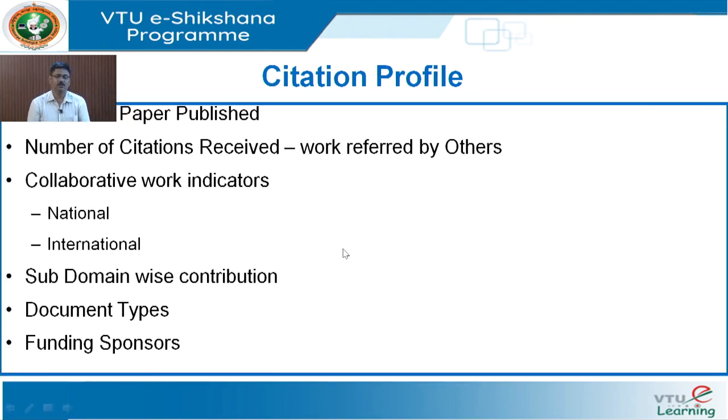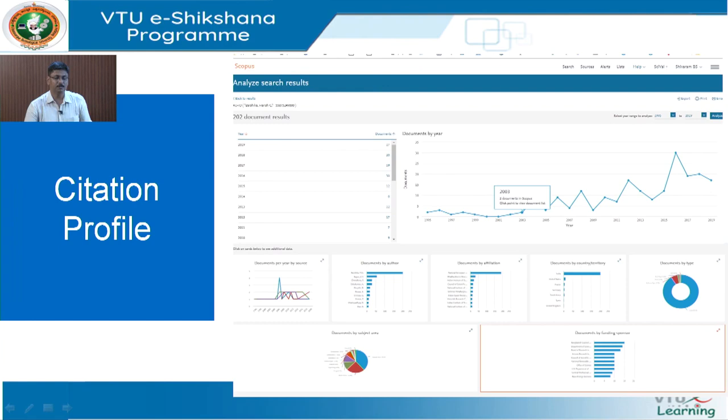Citation profile is purely based on the number of papers published and indexed in SCI databases, the number of citations received, the number of collaborative papers at both national and international level, sub-domain-wise contribution, and document types: number of journal articles published, number of conference papers published, number of book chapters published, and funding and sponsors from where he has taken money to do research. So all those profiling you can do.